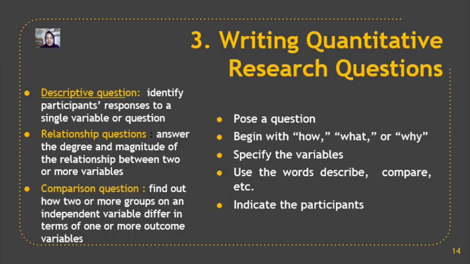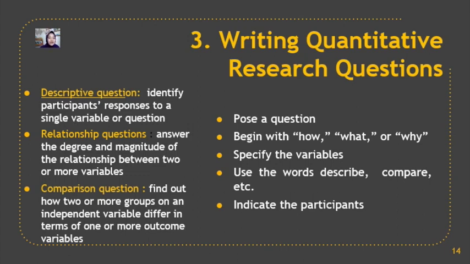And the third, when we want to write our research questions, the first one is we have to pose a question and begin with how, what, or why to be solved in our research. And then we specify our variables like we did before, and use words like describe, compare, and others that relate our action to the variables. And the last one is to indicate the participant.